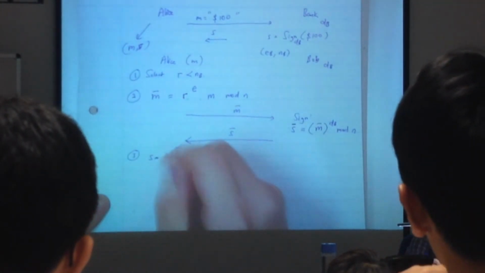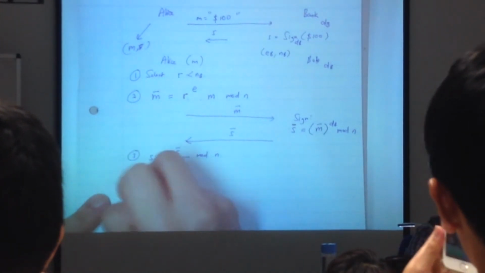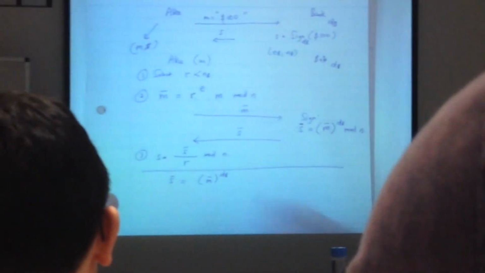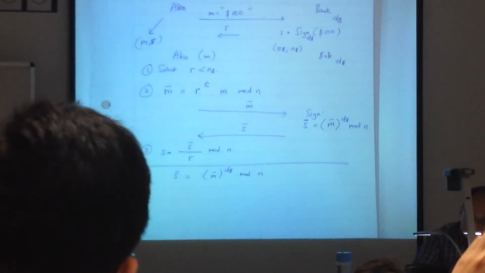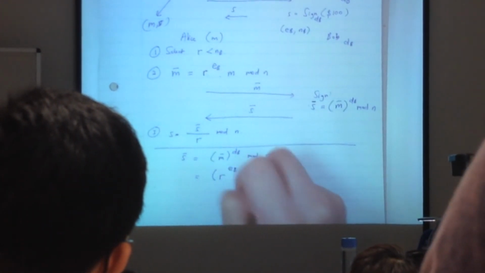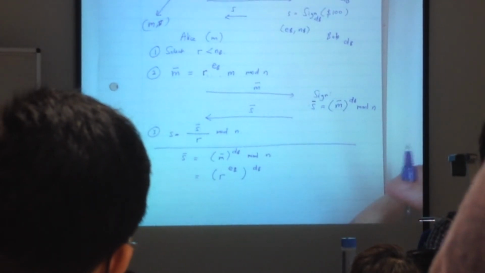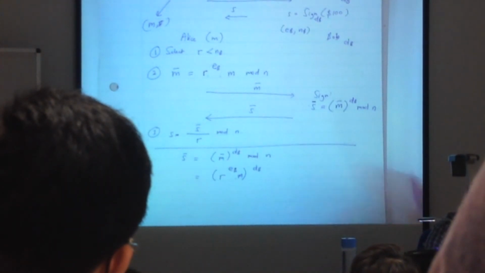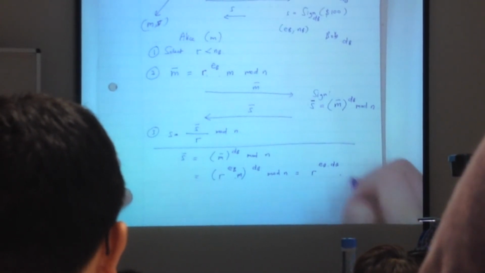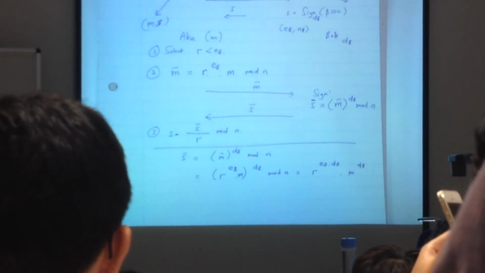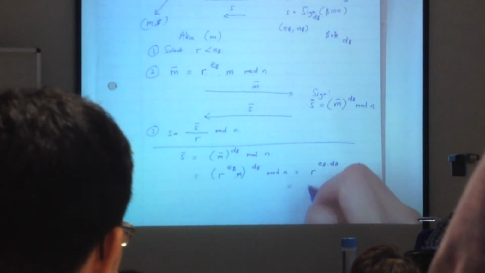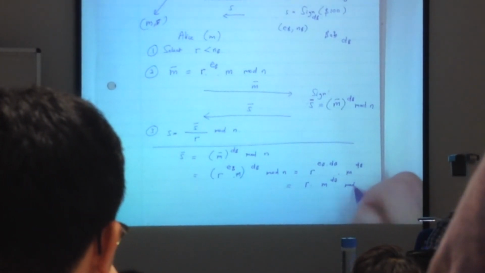Why? Because you can see what S bar is. The reason is the following. S bar is M bar to the power of D_B, modulo N. What is M bar? M bar is R to the power of E_B times M, all to the D_B, modulo N. This means R to the power of E_B times D_B, multiplied by M to the D_B. Okay? So you can see that, remember, E_B times D_B is equal to 1 in RSA. So this is equal to R times M to the D_B, modulo N, right?